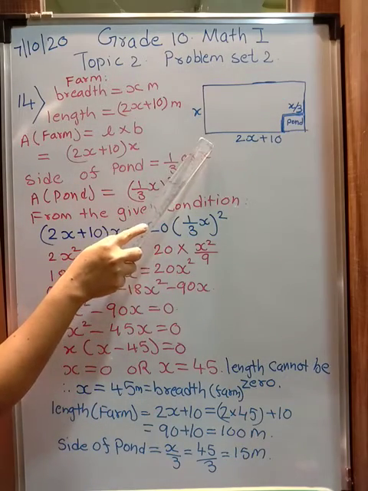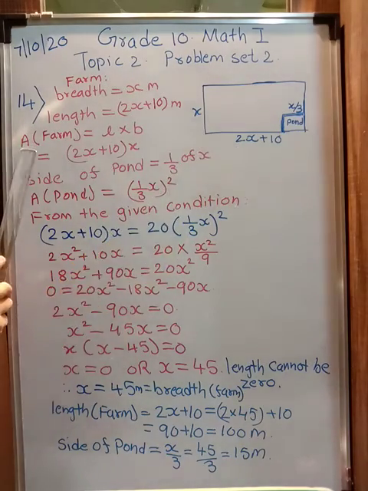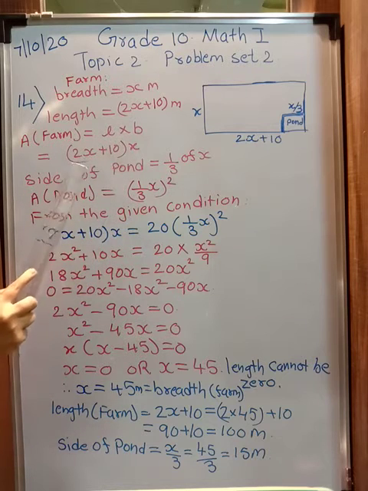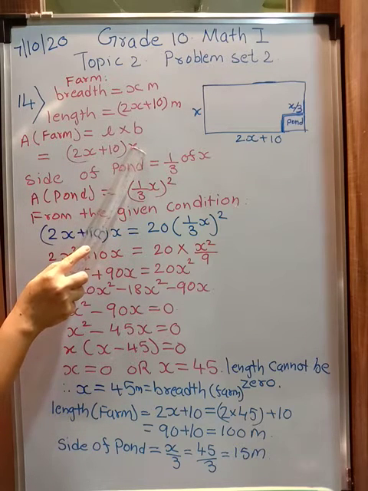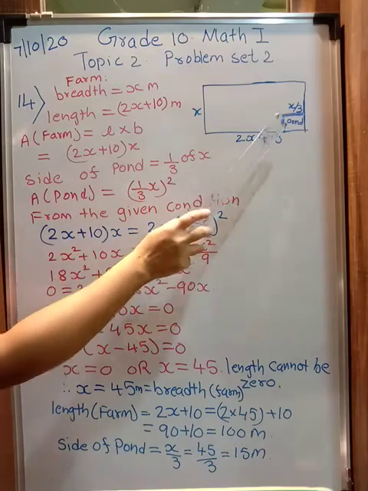So area of rectangle is what? Length into breadth. So area of the farm is length into breadth, that is (2x plus 10) into x. Now come to the pond.